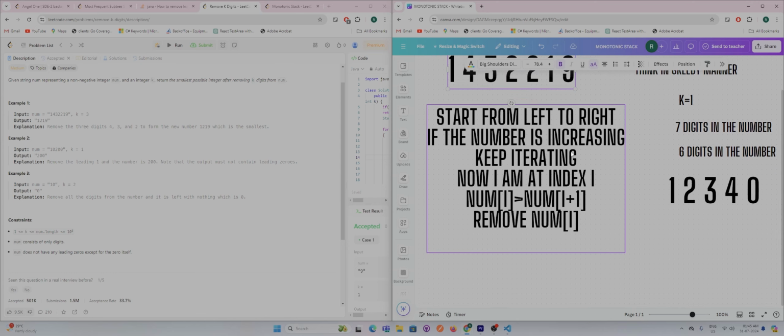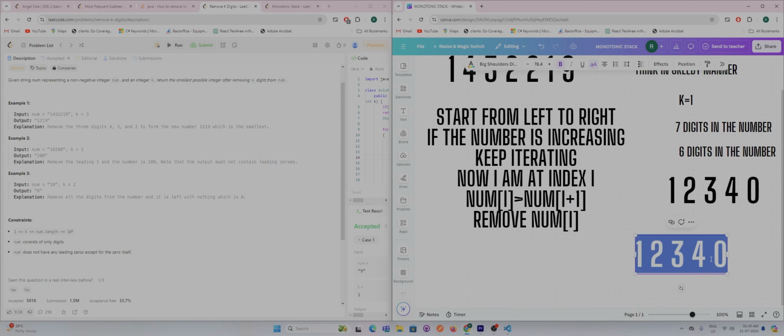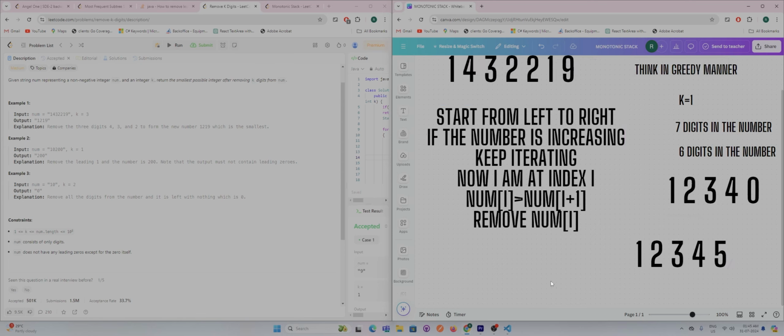Now what if it's just increasing in nature, like 1 2 3 4 5? Which one do you think I should remove if it's just increasing in nature and I have to remove one? I'm obviously going to remove the last one, right?